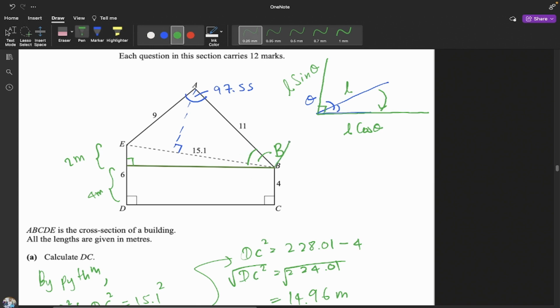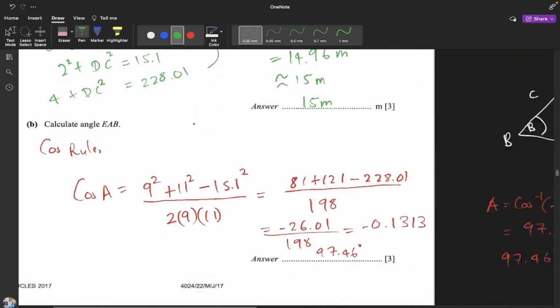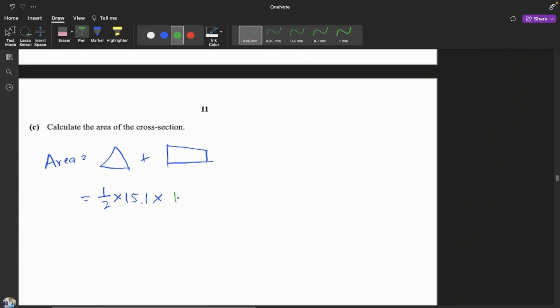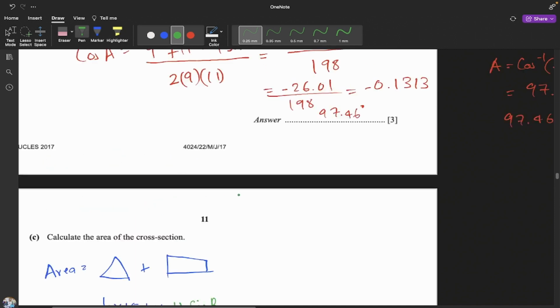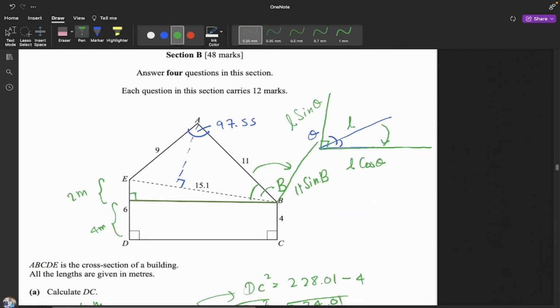If I were to draw a perpendicular line like this, and fold it to this side, it will be 11 sin B. So this line will be equal to the perpendicular height. Something better than nothing. We have something now, but the problem is you don't know B. You don't know the value of sin B.